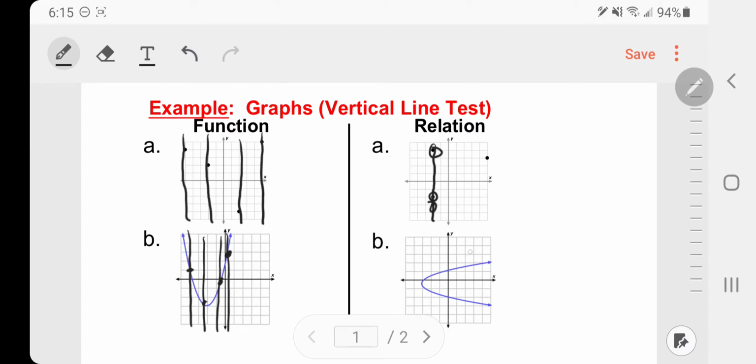Okay, same thing goes for the bottom one. If I was to draw a line, say here, that would cross at 2 points, even though if I drew a line here, it may only cross at 1. If there's any line that can be drawn where it crosses more than 1 point, then it is not a function.